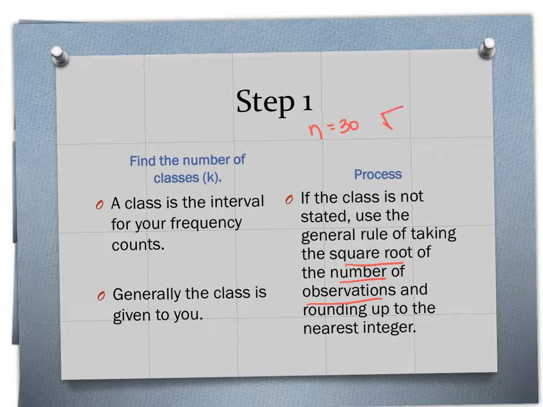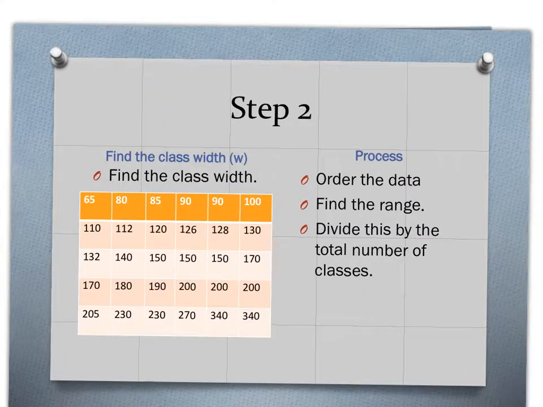If we take the square root of 30, we get 5 point something. We always round that number, whatever it is, up to the nearest whole number. So we're going to get 6 classes that we need. But because our example wants us to do 7 classes, we will include 7 classes. Remember, a class, we call them K, is equal to the number of bars your histogram wants to show.